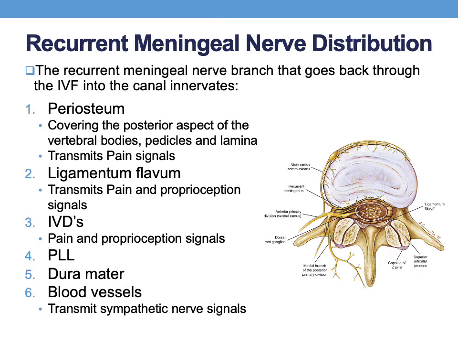It innervates the posterior longitudinal ligament, the dura mater, and blood vessels. And with blood vessels, it transmits sympathetic nerve signals so that these blood vessels will respond to signals from the autonomic nervous system.